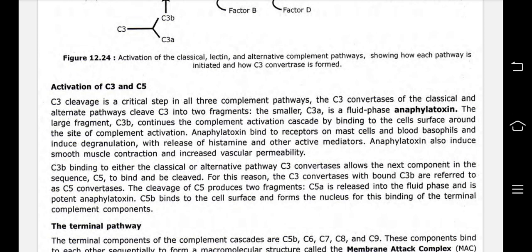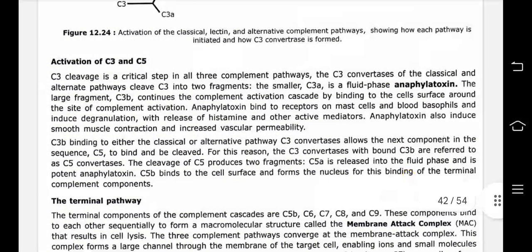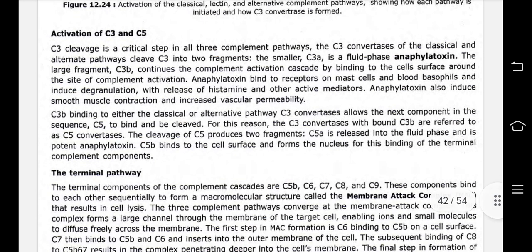The C3 convertases of the classical and alternative pathway cleave C3 into two fragments. The smaller C3a is a fluid phase anaphylatoxin. The large fragment C3b continues the complement activation cascade by binding to the cell surface around the site of complement activation. Anaphylatoxins bind to receptors on mast cells and blood basophils and induce degranulation with the release of histamine and other active mediators. Anaphylatoxins also induce smooth muscle contraction and increased vascular permeability.